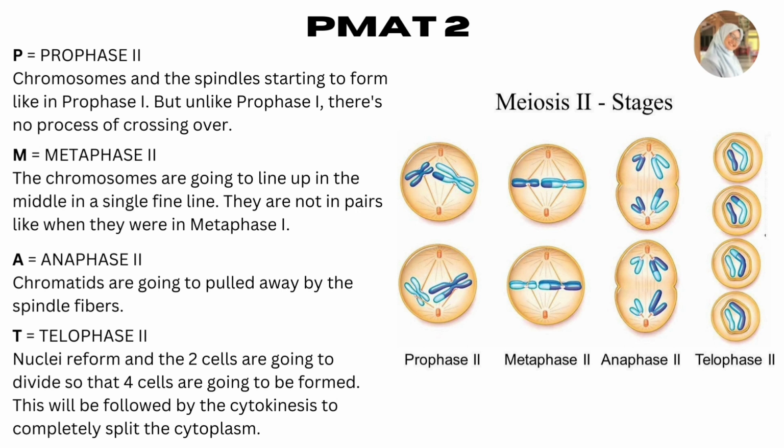Next, the second stage is metaphase 2, where the chromosomes line up in the middle in a single fine line. They are not in pairs like when they were in metaphase 1.